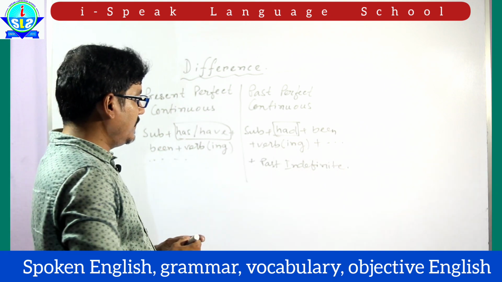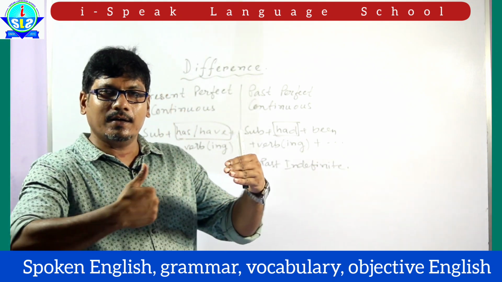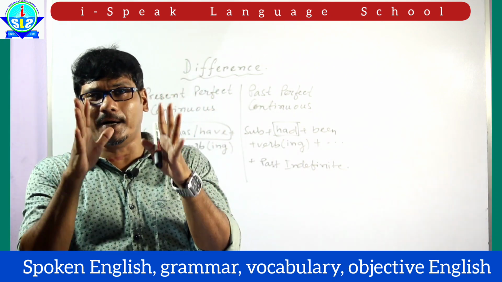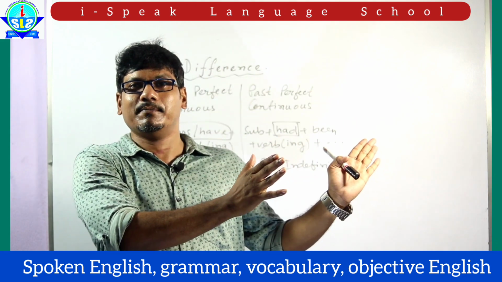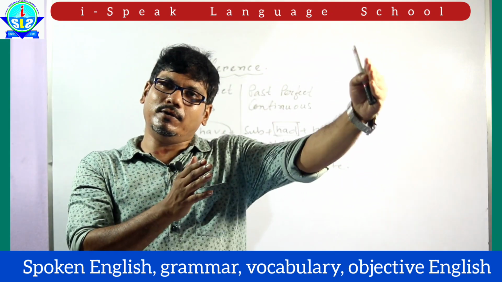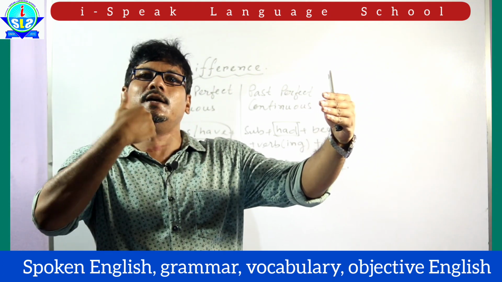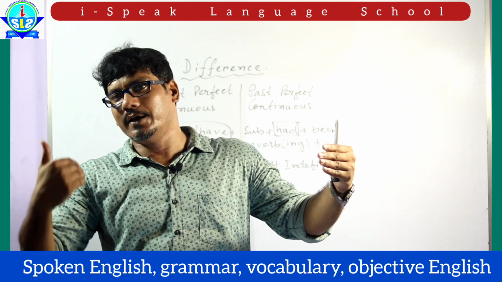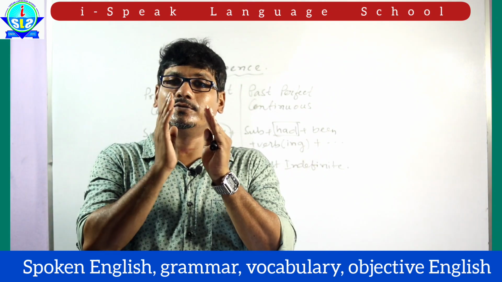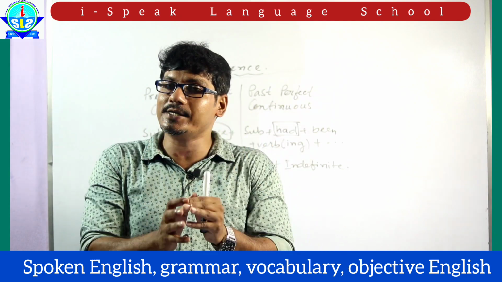In present perfect continuous tense, the work started earlier and is going on up to the present moment. But in the case of past perfect continuous tense, two actions are completed, two past events. The earlier one had been going on, continuing till the next work started, but both actions completed. So, that is the basic difference between present perfect continuous and past perfect continuous.